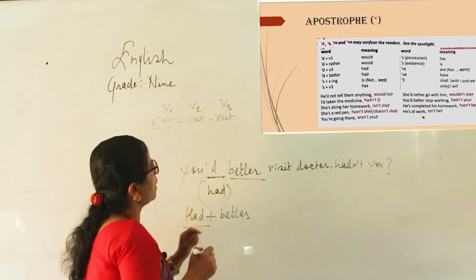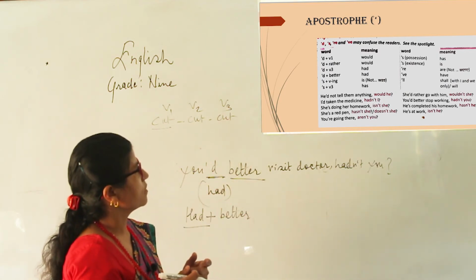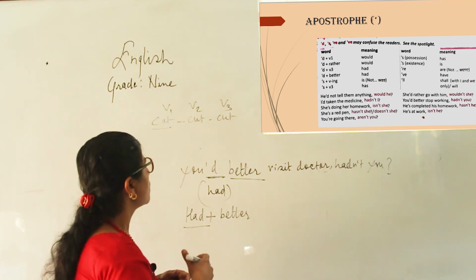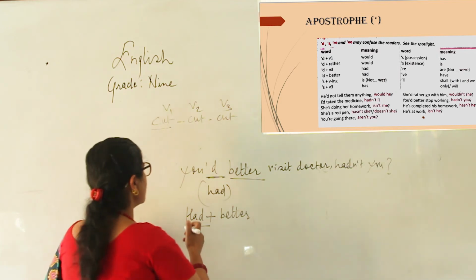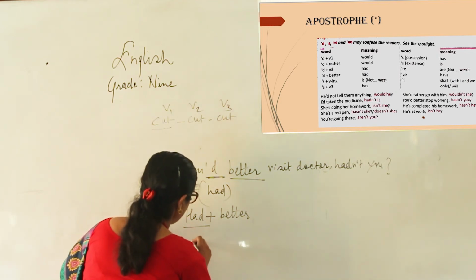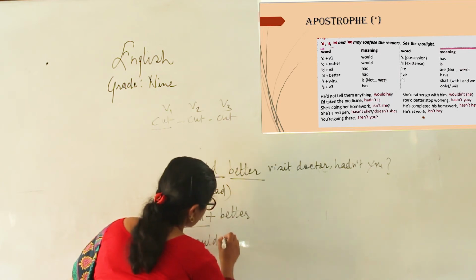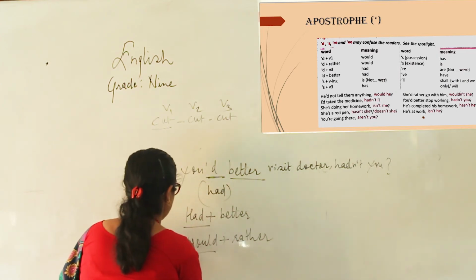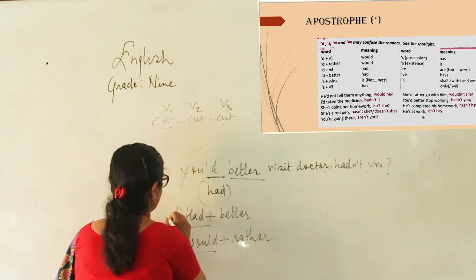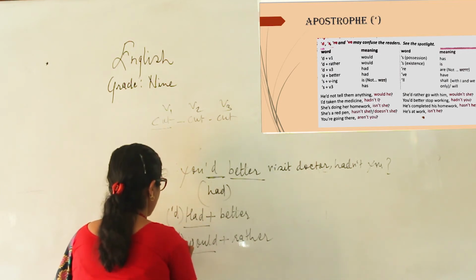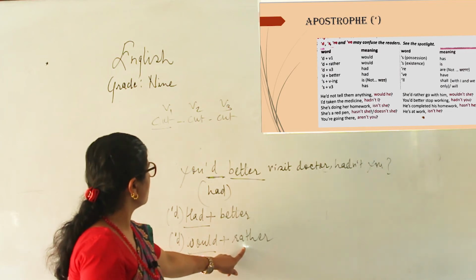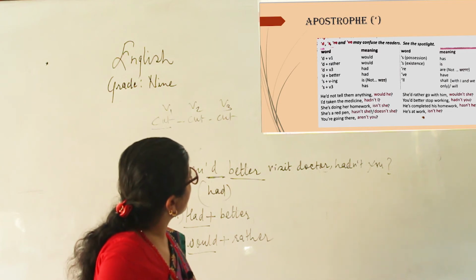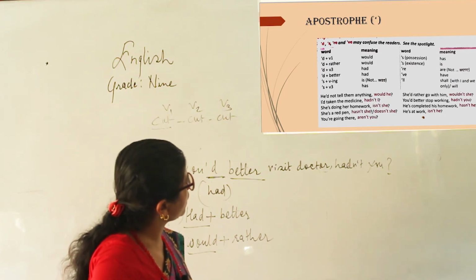So had plus better. And sometimes there will be would plus B1, and at that time that is would. So we should understand that. And apostrophe D plus rather means that is would. There can be apostrophe D plus rather, which means would. You can see "He would not tell them anything, would he?" That is an example.